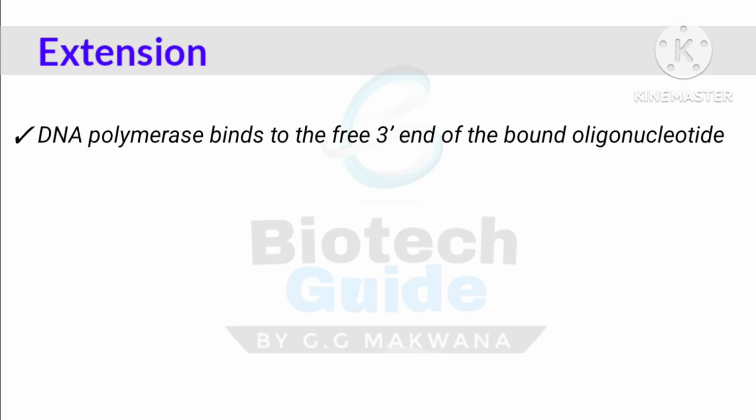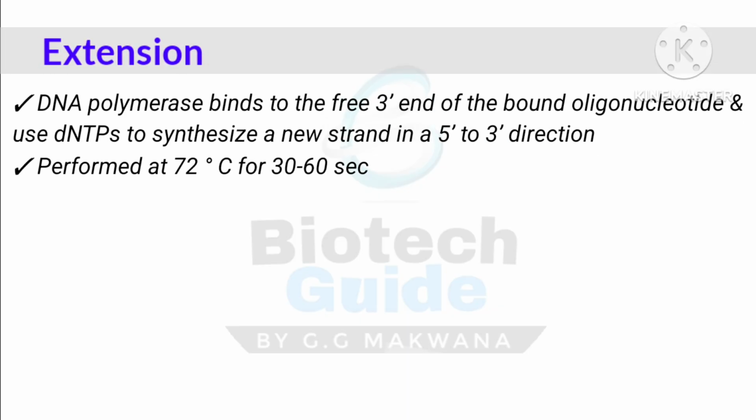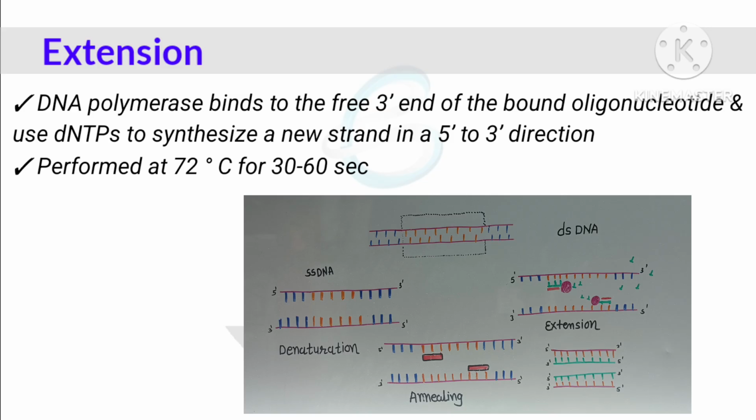Then third, extension. In this part, DNA polymerase binds to the free 3' end of the bound oligonucleotide and uses dNTPs to synthesize a new strand in the 3' direction. Similarly it happens on the other side, performed at 72 degrees centigrade for 30 to 60 seconds. So these are the basic important steps for performing a PCR cycle.